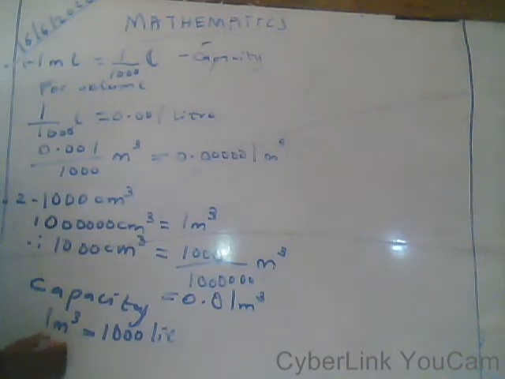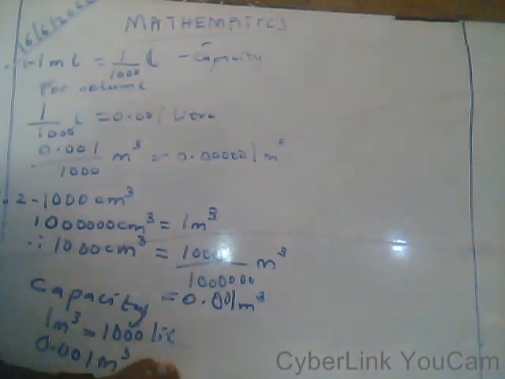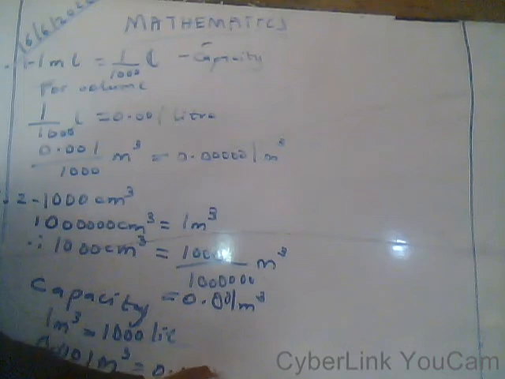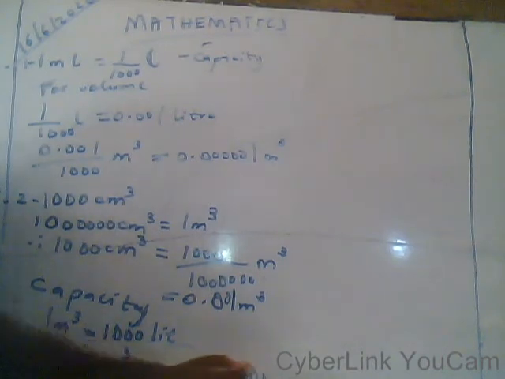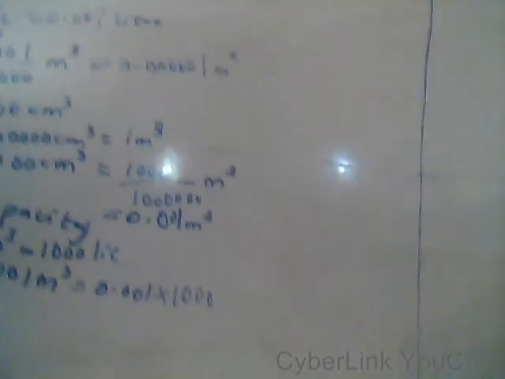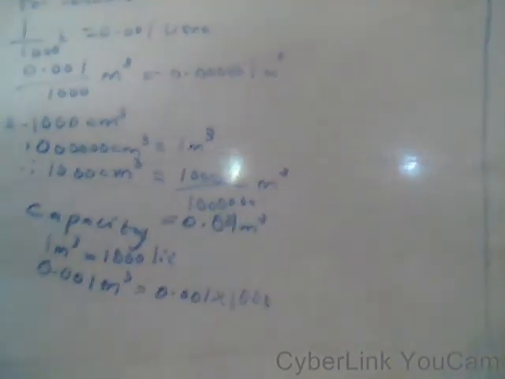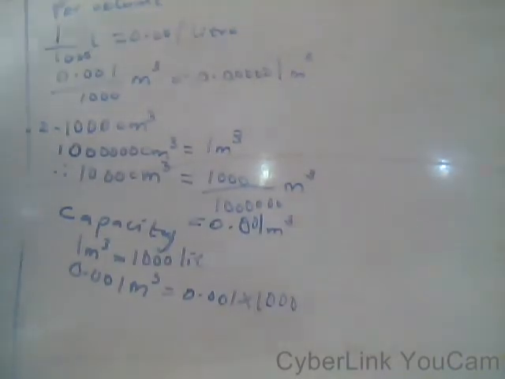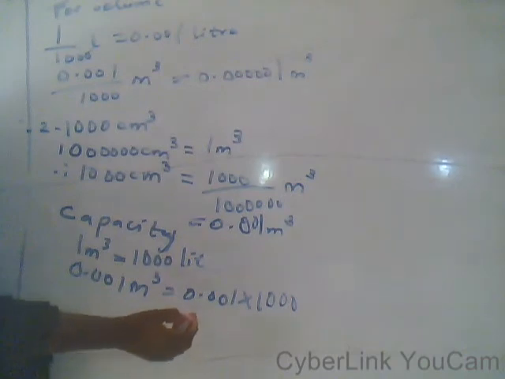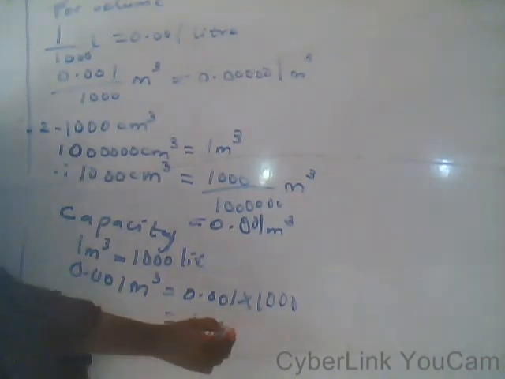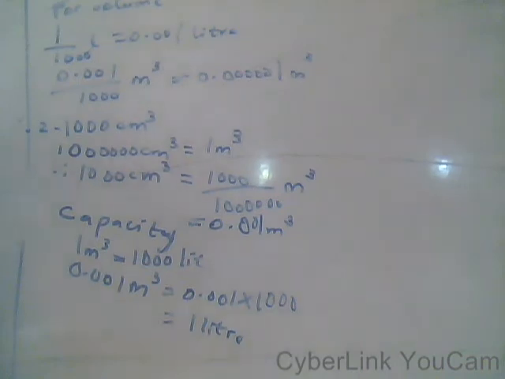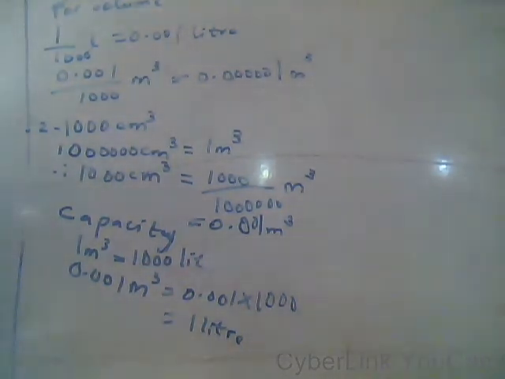Now 0.01 meter cube will now be 0.01 multiplied by 1000. When you multiply it by 1000, you are going to get 10 liter. Therefore, that is for question number 2.